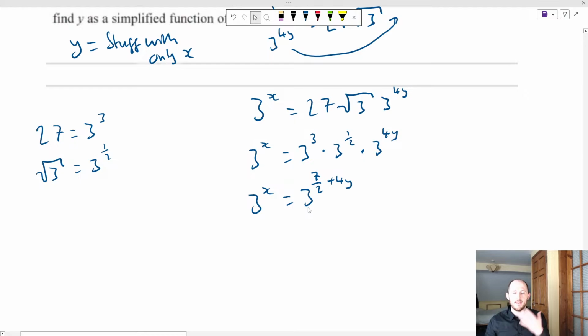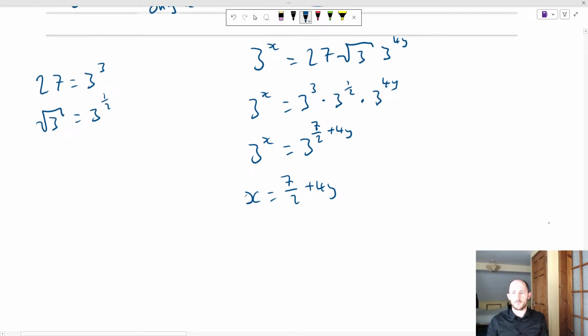I'm nice and happy. Can you see how happy I am? So all I need to do now is, logically, the powers on the right-hand side should equal x, because everything else is the same. So I have x equals 7 over 2 plus 4y. Now I'm just rearranging for y. Subtract 7 over 2, we have x minus 7 over 2 equals 4y.